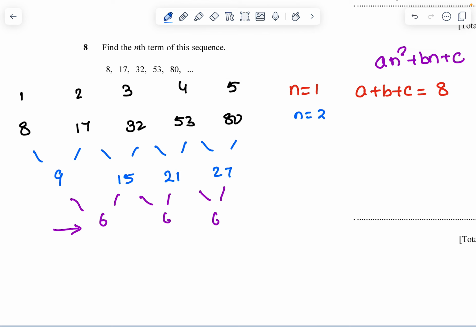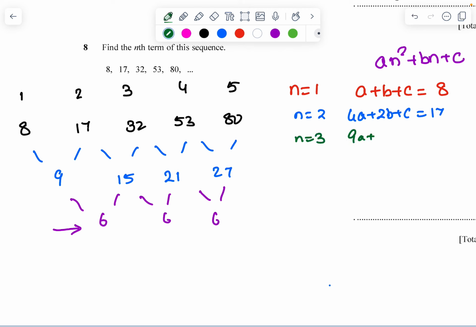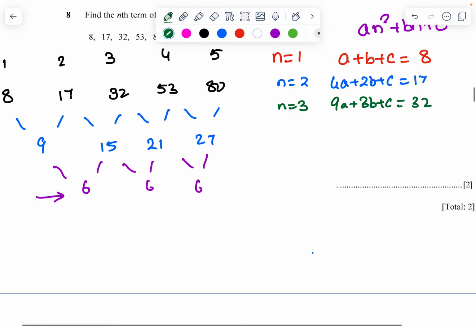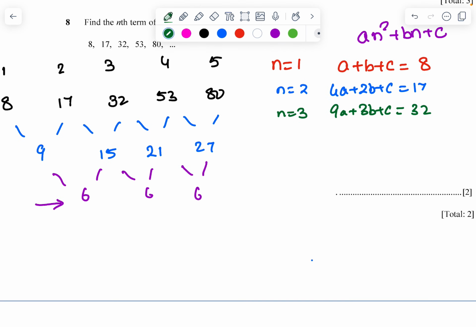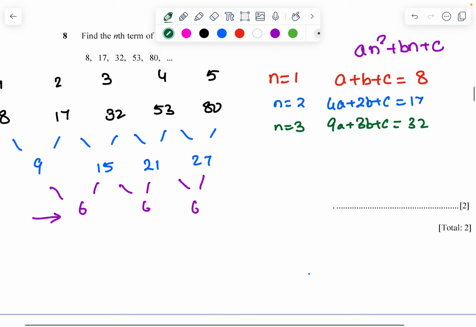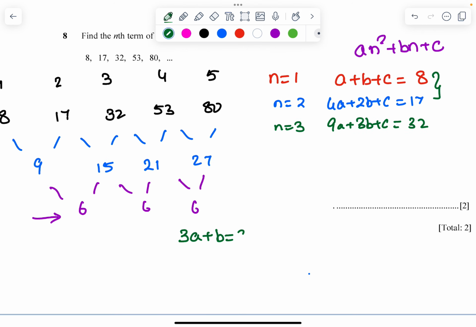If n equals 2, then I get 4a plus 2b plus c equals 17. Then n equals 3 becomes 9a plus 3b plus c equals 32. So I got three equations. So what am I going to do with that? I'm going to subtract these two equations. So I'll be getting a new equation, which is 3a plus b equals 9.